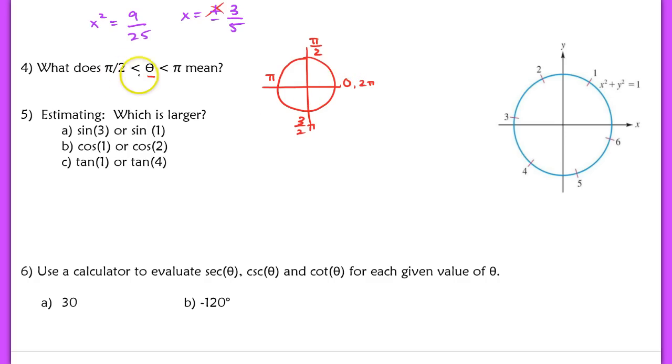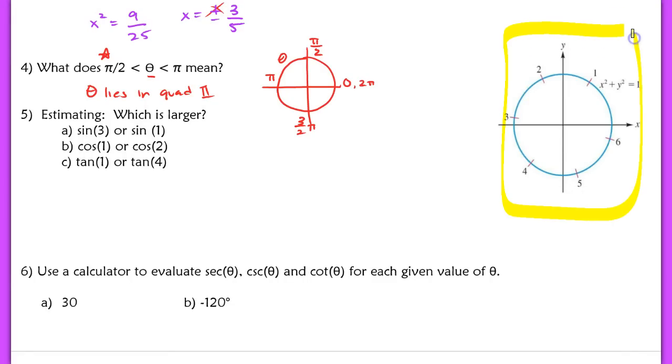So what this is saying is that if theta lies between pi over 2 and pi, that means that theta here must be within my second quadrant. So theta lies in quadrant 2. Okay? So this is notation that you're often going to see, and it just helps you to locate where theta lies.